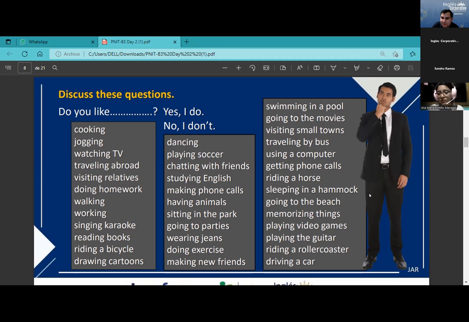Anna, do you like sleeping in a hammock? Mm, no sé qué significa hammock. Hamaca. Yes, I do. Sleeping. Creo que estar en la hamaca. Dormir en la hamaca. Yes. Okay. Esmeralda, you talk. All right.